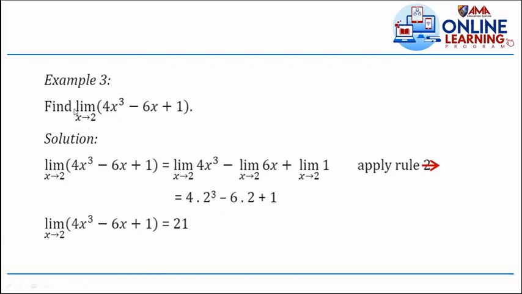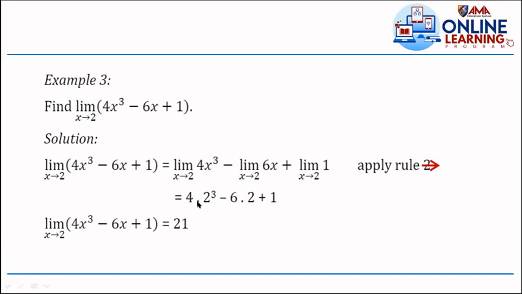Find the limit of the quantity 4x cubed minus 6x plus 1 as x approaches 2. So we're going to distribute the limit to each function. So we have the limit of 4x cubed as x approaches 2, minus the limit of 6x as x approaches 2, plus the limit of 1 as x approaches 2. Okay, here it is. Then after that, we're going to substitute the limit into our variable just like what we have done in example 1 and example 2.